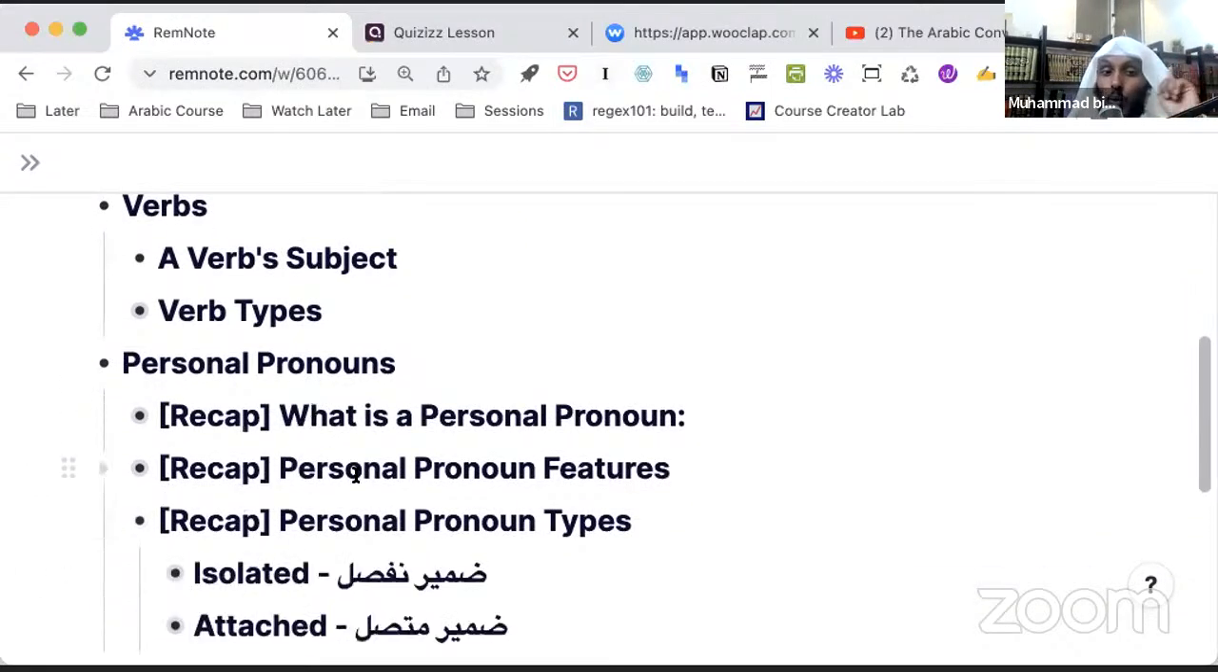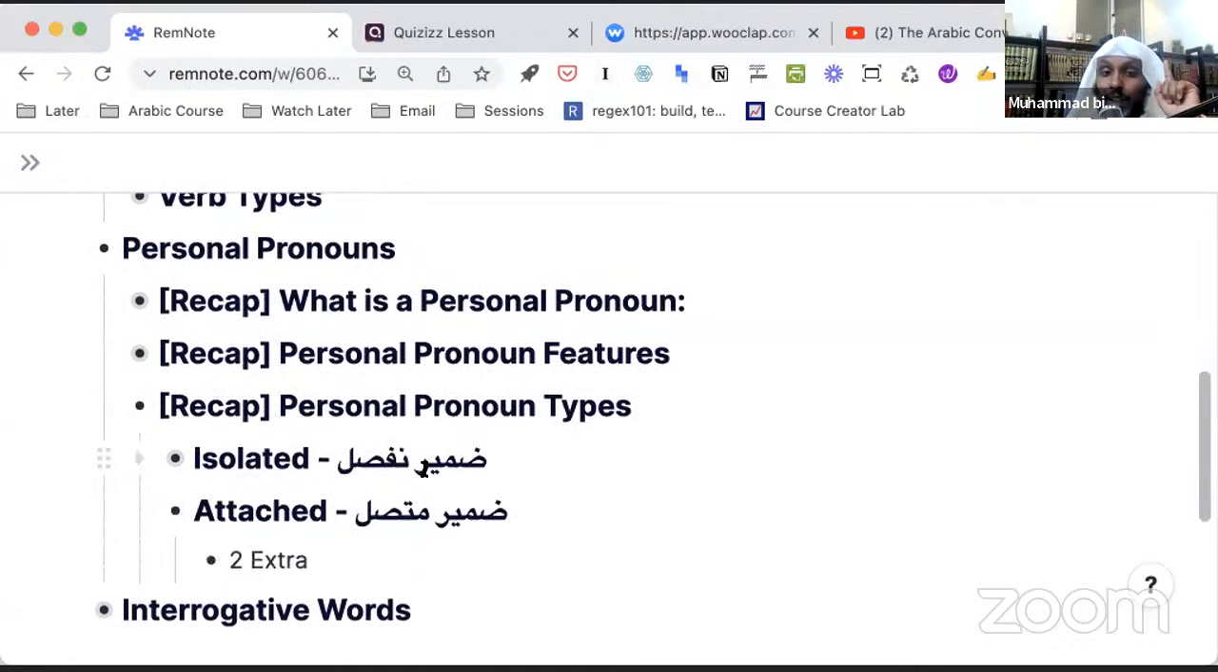Okay, but there is one thing that you need to know, which is when it comes to the attached personal pronouns, we've got two extra ones that we need to know. The hu, which means his. So far we had ismi, my name. We had ismuka, your name. We had ismuki, your name for female. Now you can add to that ismuhu, his name.